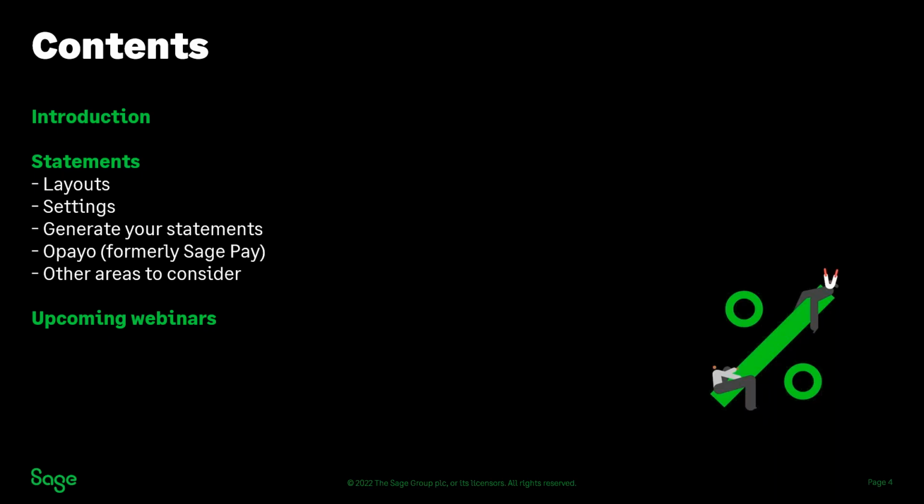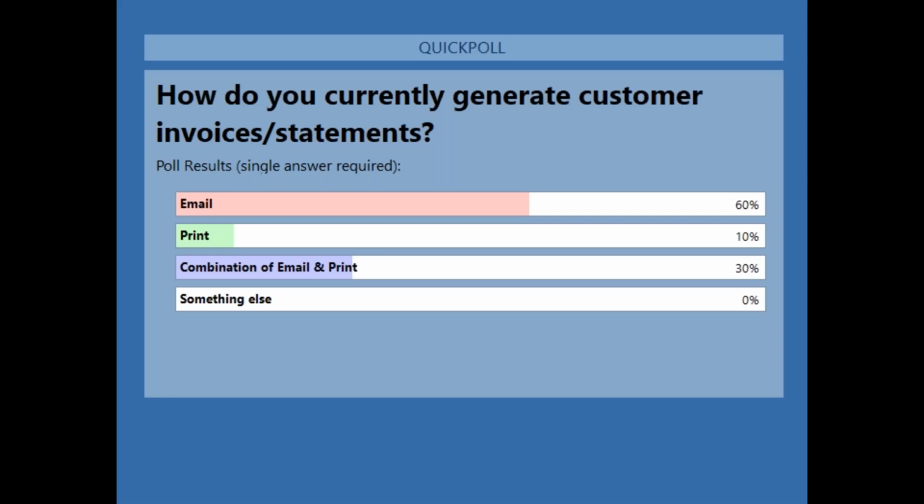Right, excellent. Okay, let me just share the results so you can see what people have voted for today. The vast majority, 60% of you, say you currently email, 10% of you say you print them, and 30% of you say you use a combination of email and print. So maybe you don't have email addresses for all of your customers, or maybe they still prefer to receive them via an actual hard copy of their statement.